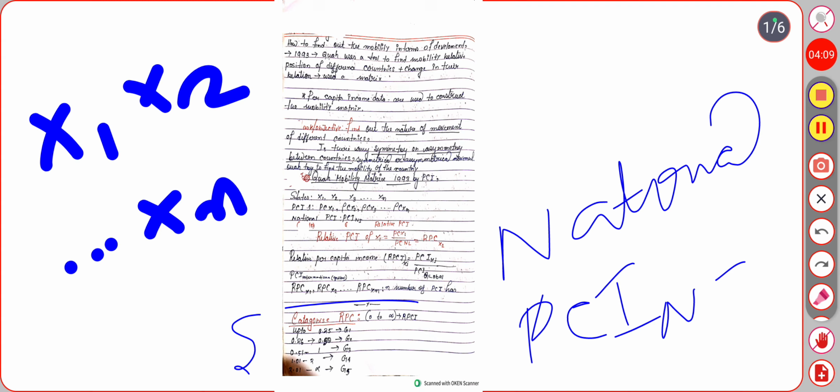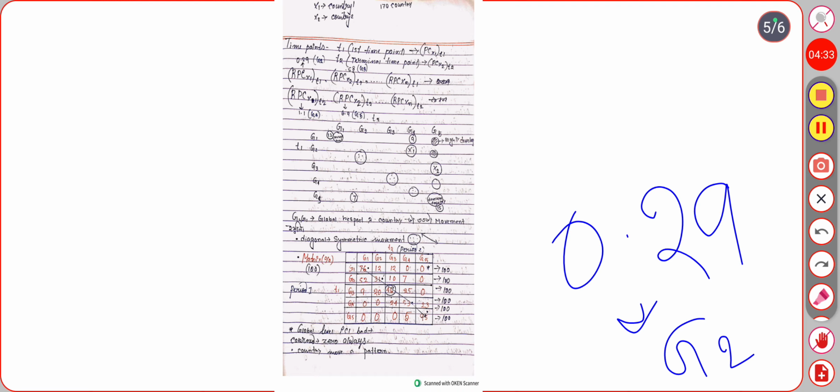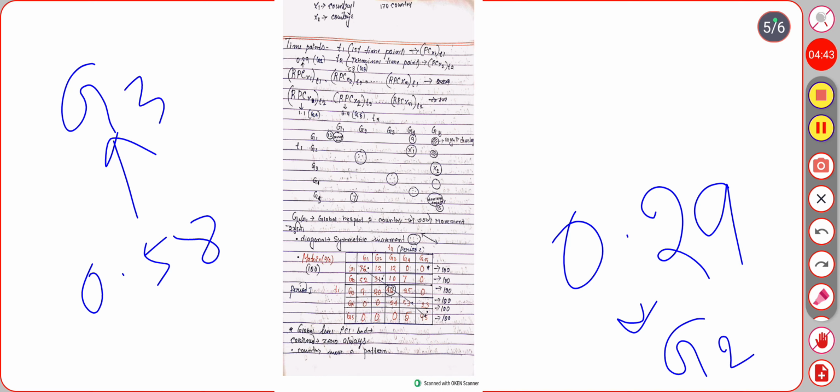And also there are different time periods considered: T1, that is the first time period, and T2, the second time period. If the relative per capita income of country 1 or X1 country is 0.29, then they are under the G2 section. If per capita income is 0.58, they are under the G3 section. So in this way we can get the relative per capita income of different countries and construct it in a matrix format.